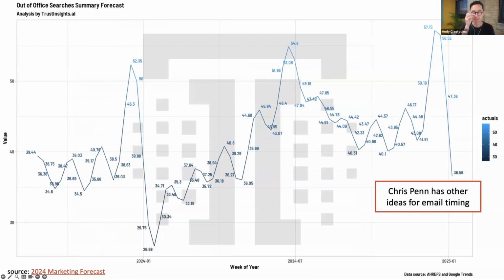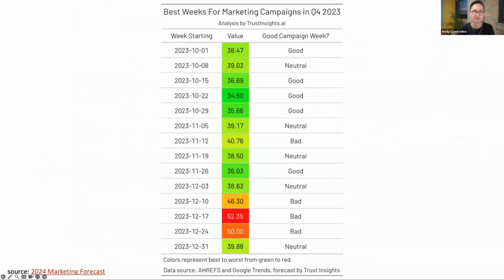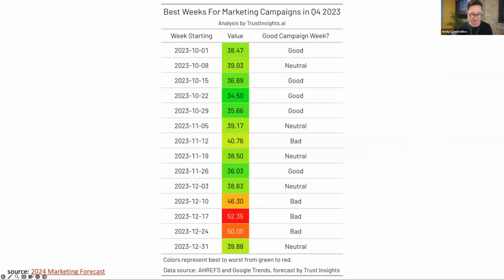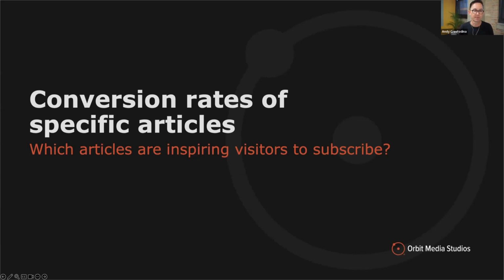Chris Penn's got better insights in this, very clever. Chris Penn put out of office search volume into Google Trends and Ahrefs, and actually figured out what the worst weeks of the year are to send emails based on out of office. Pretty interesting. We'll share these slides. There's also a link in here. This is Trust Insights, Chris Penn's company. He's a thought leader on the topic of AI and marketing technology. This is a part of his Marketing 2024 forecast, showing you what's going to work next year. It's interesting.